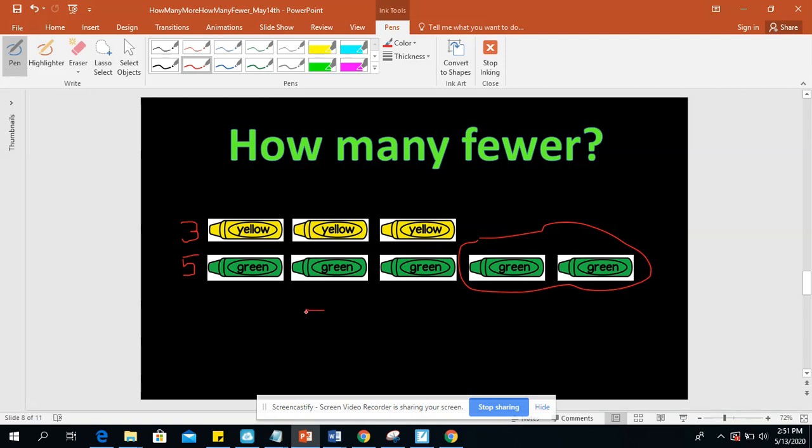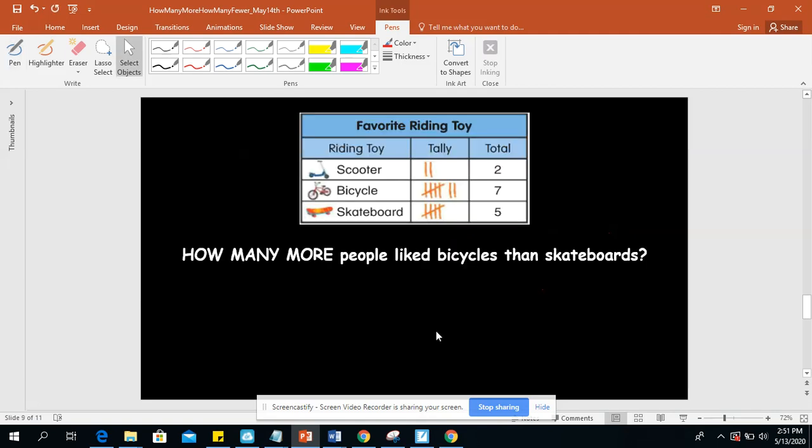And again, you can solve this by subtracting. Take the big number, 5, take away 3, equals 2. There are 2 fewer yellow crayons than green crayons. Great job. So let's try to answer those questions with graphs.